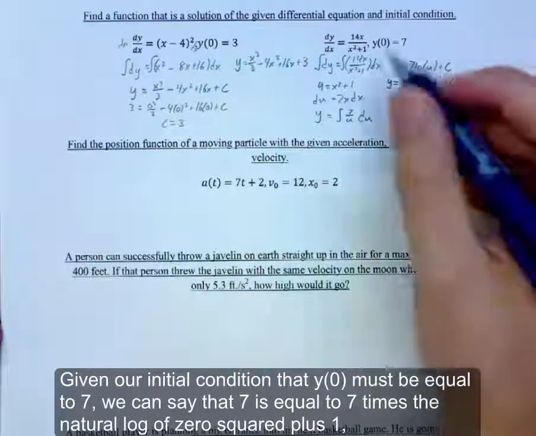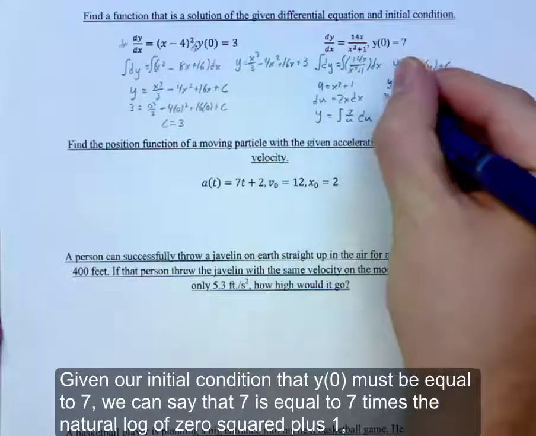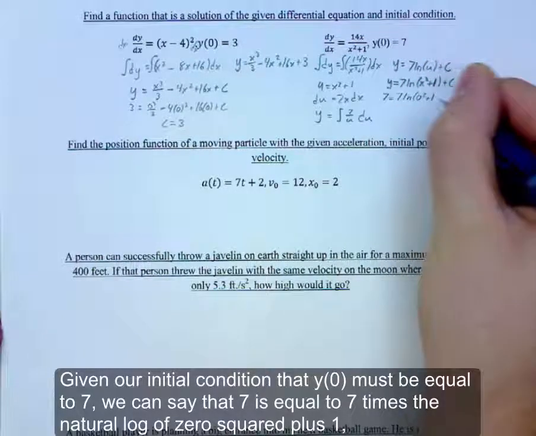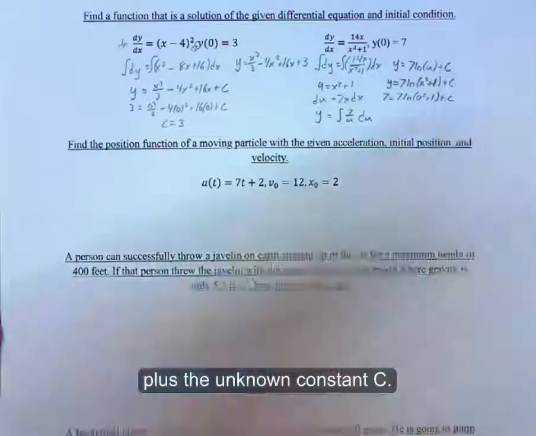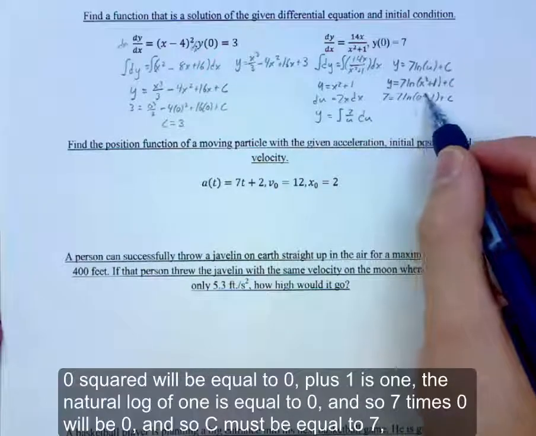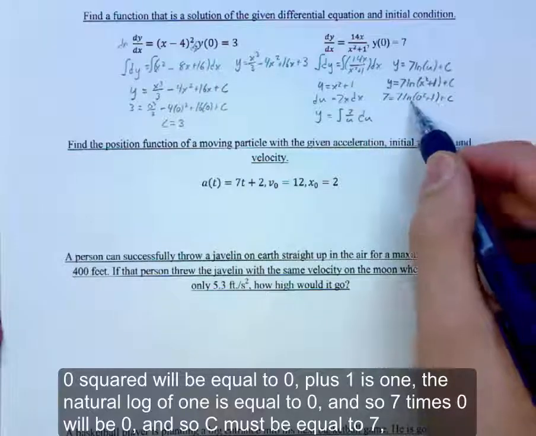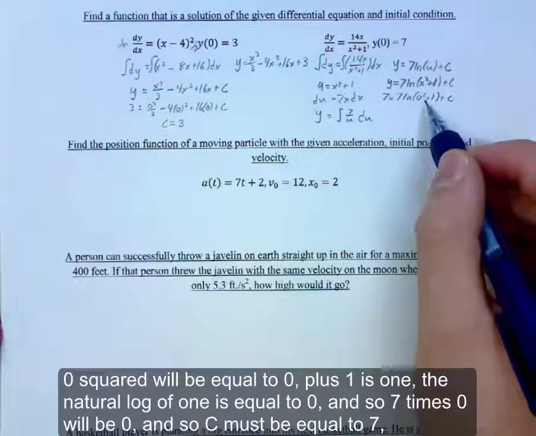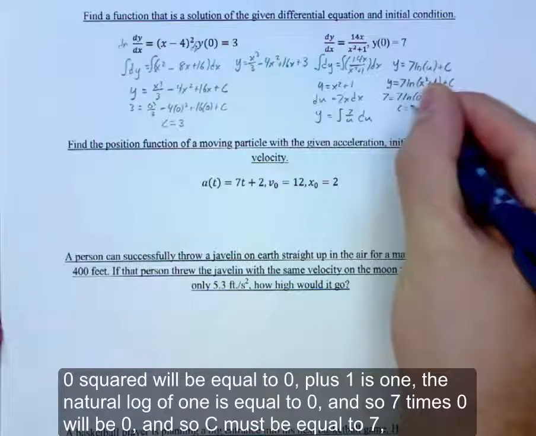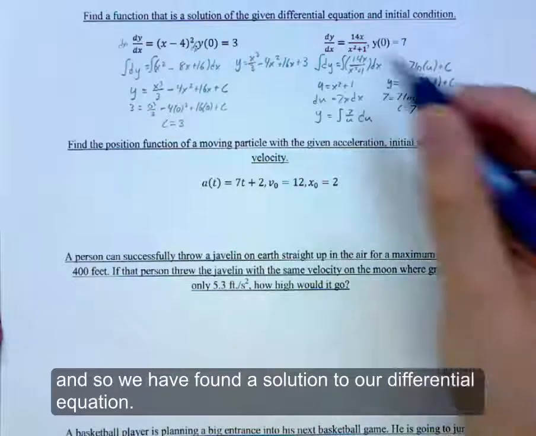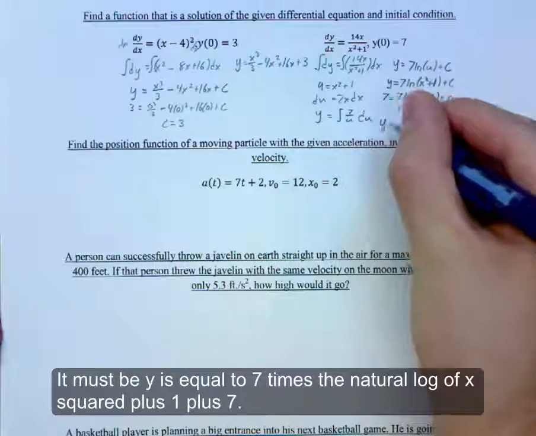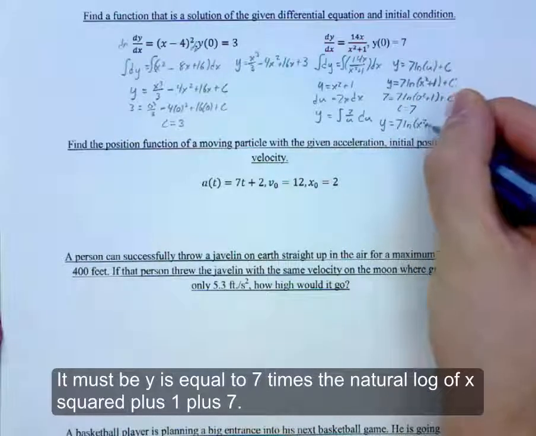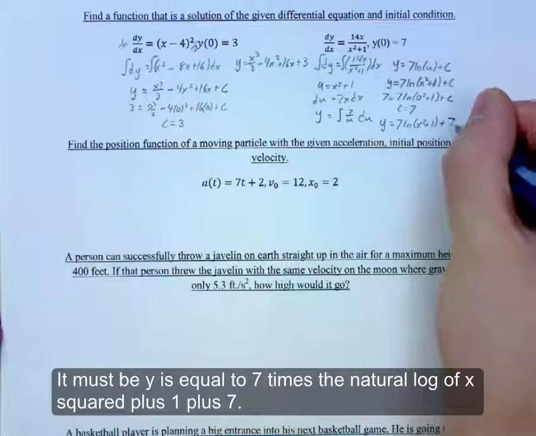Given our initial condition that y(0) must be equal to 7, we can say that 7 is equal to 7 times the natural log of 0 squared plus 1 plus the unknown constant c. 0 squared will be equal to 0, plus 1 is 1. The natural log of 1 is equal to 0, and so 7 times 0 will be 0, and so c must be equal to 7. And so we have found the solution to our differential equation. It must be y is equal to 7 times the natural log of x squared plus 1 plus 7.